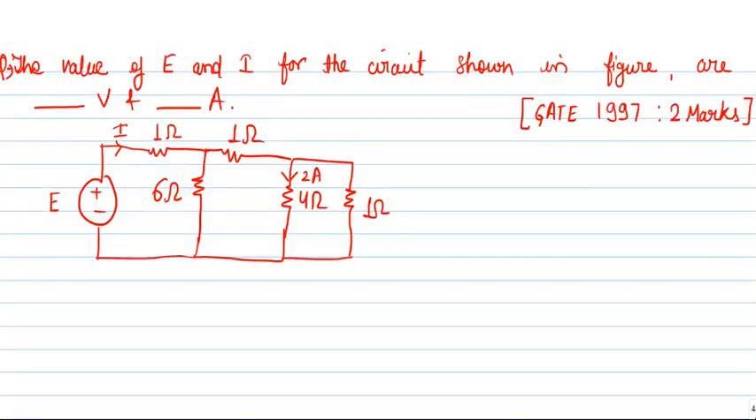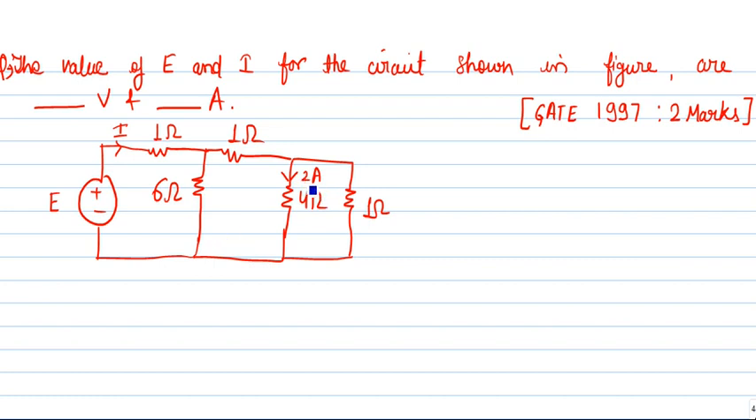Okay, so the question is saying the value of E and I for the circuit shown in the figure are dash volt and dash ampere. So this circuit is given here. It is asking about the source voltage E and the current that is flowing out of the source, I. And this question was asked in GATE 1997 and was of 2 marks.